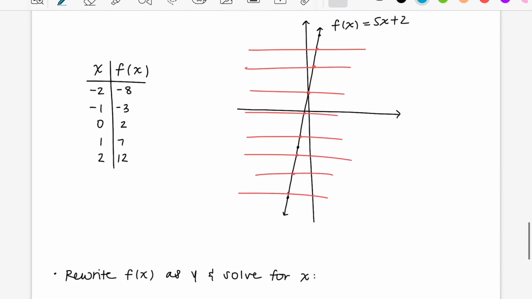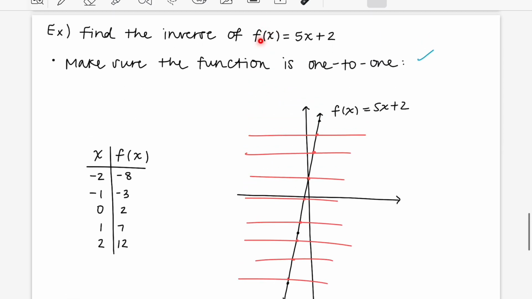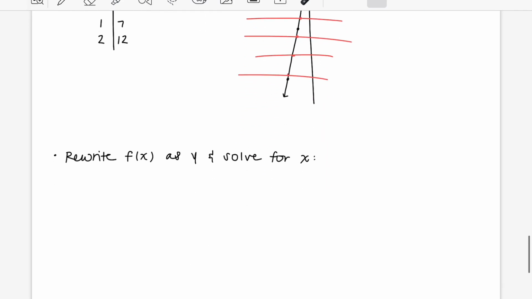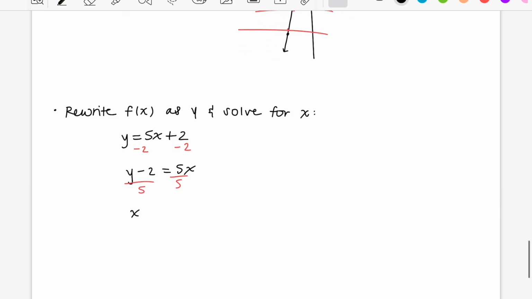So the next step to find this inverse is we're going to rewrite our f of x as y and then solve for x. So we'll rewrite this guy as y, so we'll get y is equal to 5x plus 2. And then we want to solve for x. So we'll take away 2 on both sides, so we'll get y minus 2 is equal to 5x here. And then we'll divide by 5 on both sides. So this tells us that x is equal to y minus 2 over 5.